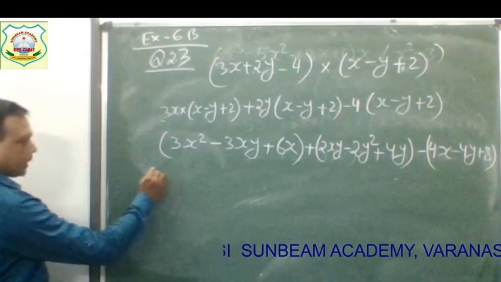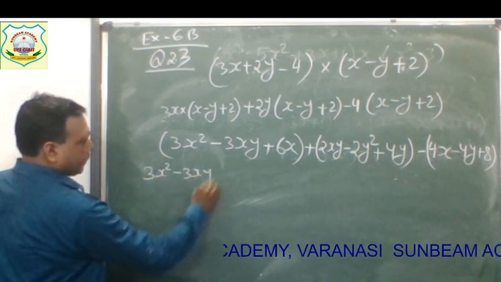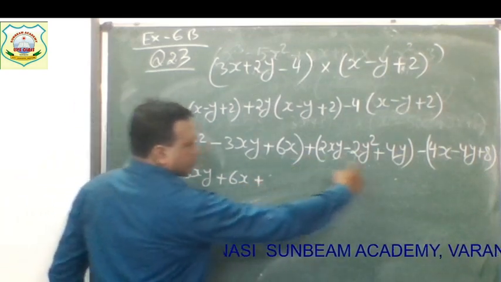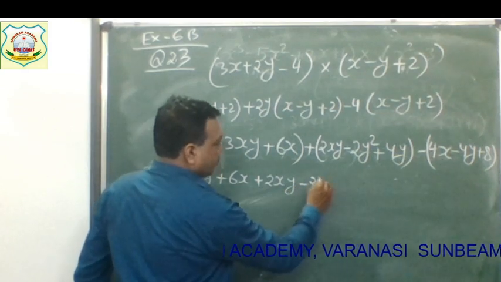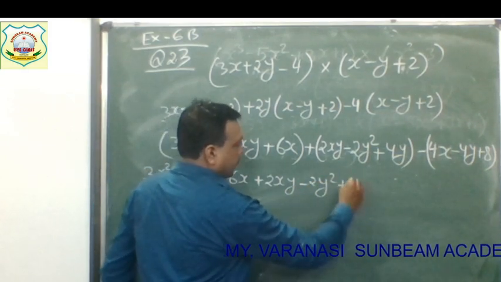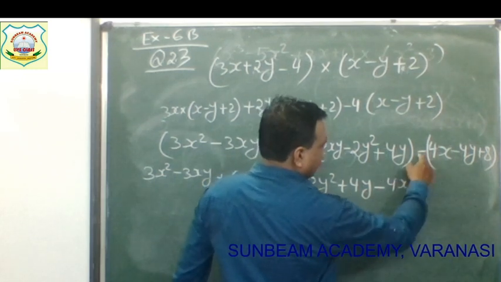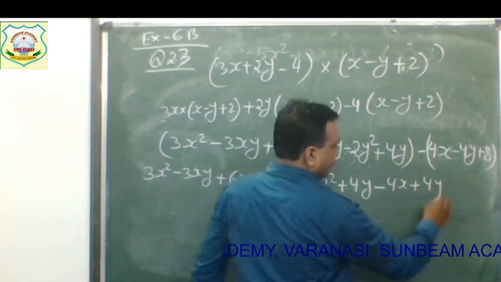Now open the bracket. 3x square minus 3xy plus 6x, plus the sign, so no sign will change, 2xy minus 2y square plus 4y minus 4x. Now sign will change because of the outside minus: plus 4y minus 8.